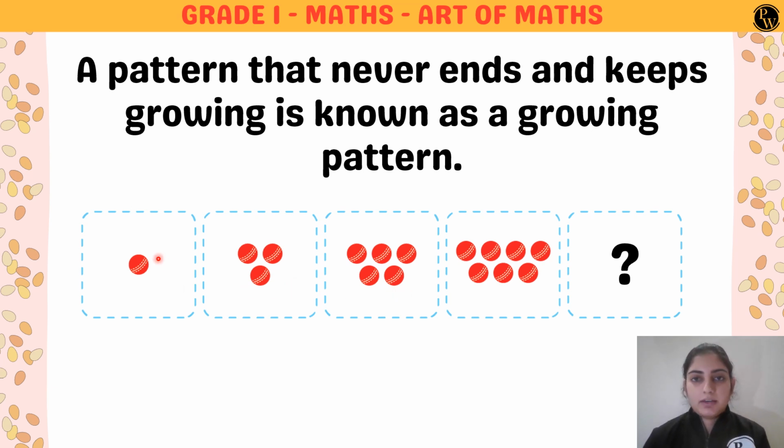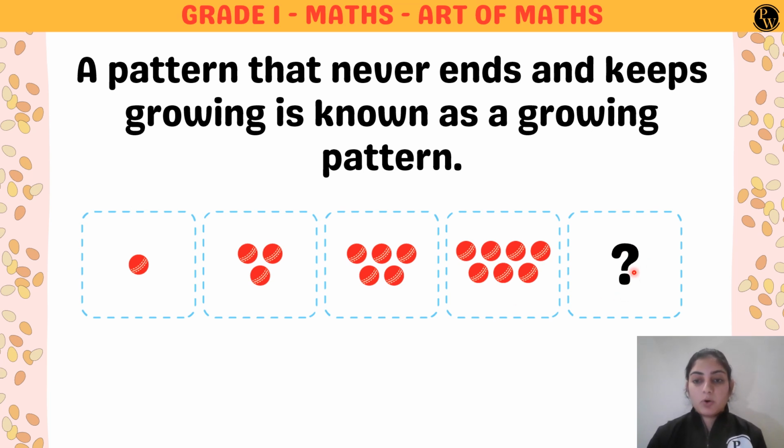Here we have an example of balls in the boxes, right? First we have one ball, then three balls, then five balls, and then seven balls. So we can see the number of balls is increasing and growing further in the next box. So we can say here the pattern is growing, right?